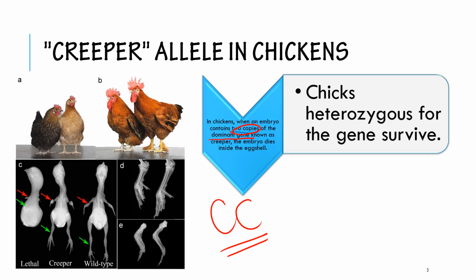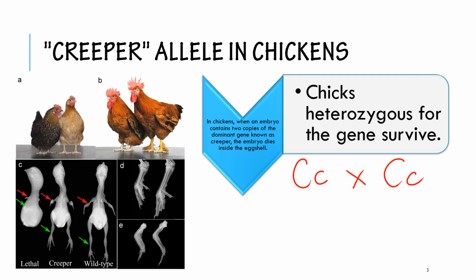Since, as mentioned earlier, creeper is a dominant gene, what happens if you cross two heterozygous creeper chickens? So let's see. This is a creeper and another creeper. Both heterozygous. Okay, what will be your phenotypic ratio? Normally you will have 1 CC, 2 heterozygous, and 1 homozygous recessive. So normally this would be 3/4 having the dominant trait, creeper, and 1/4 normal.